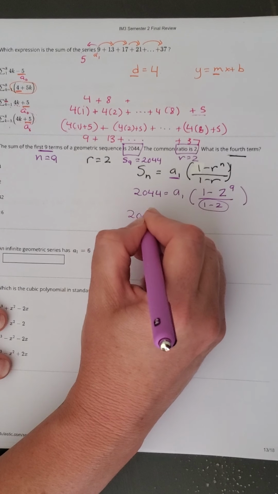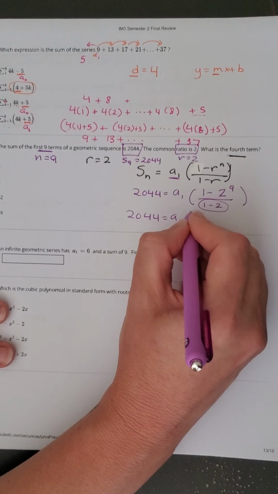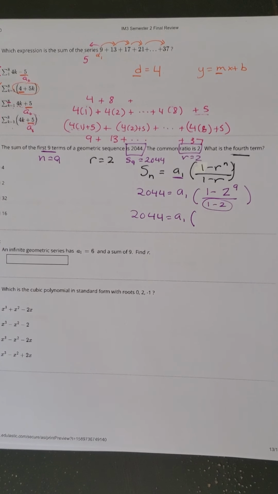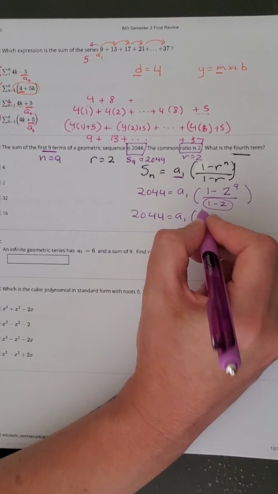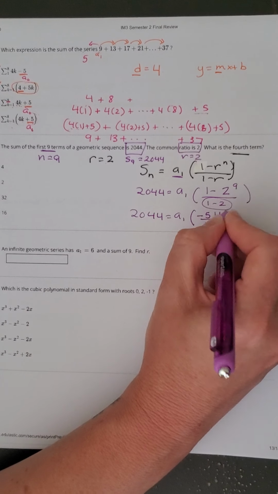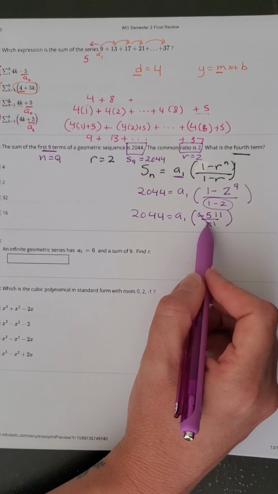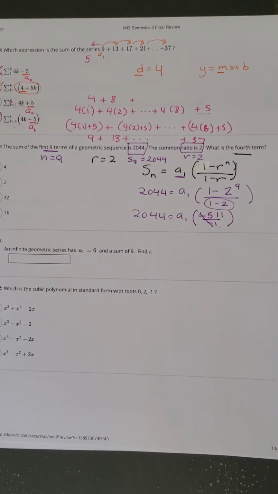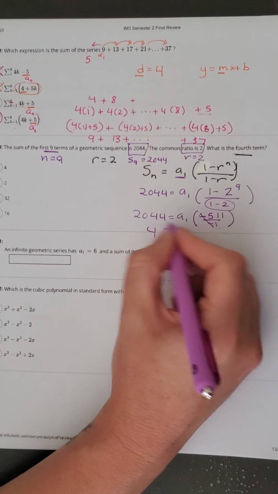So 2044 equals A sub 1 times 1 minus 2 to the 9th. 2 to the 9th is 512. 1 minus 512 is -511 over -1, so that just becomes positive. Now I'm going to divide both sides by 511. So 2044 divided by 511 is 4. Again, I just divided both sides.